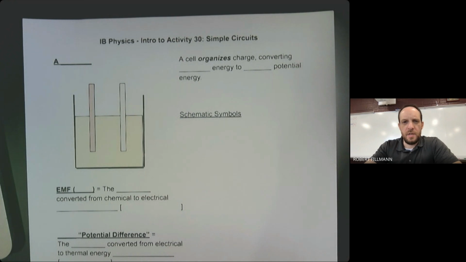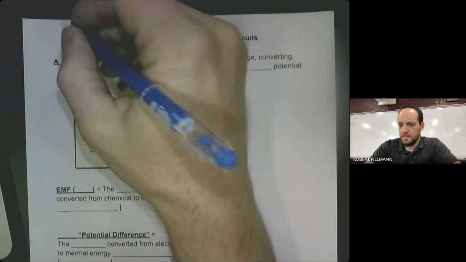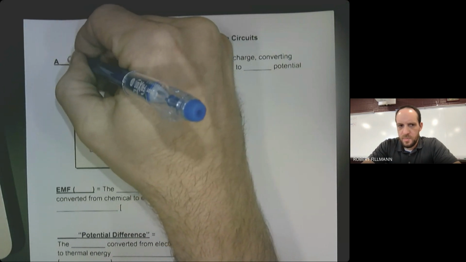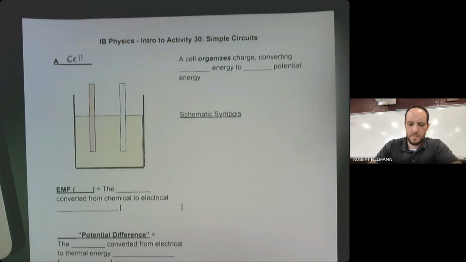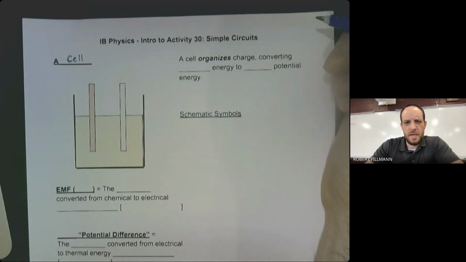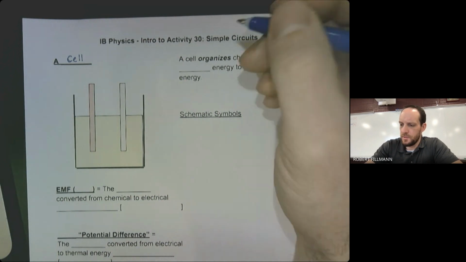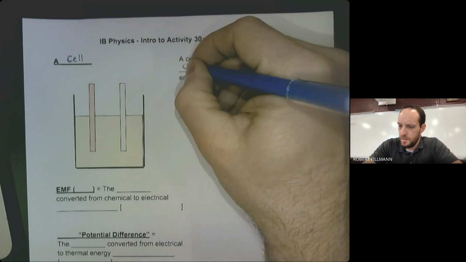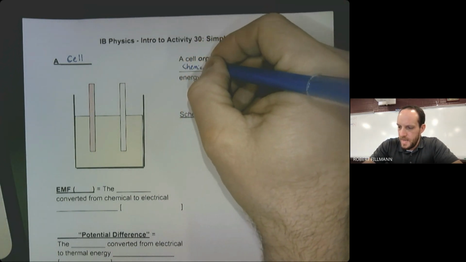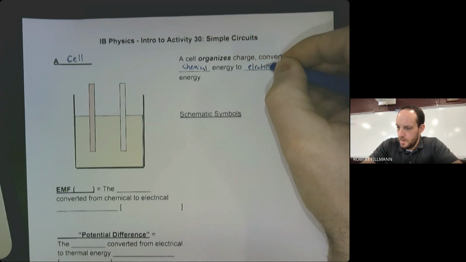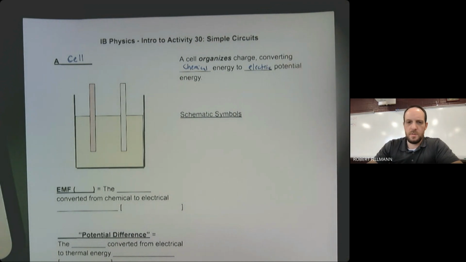So in order to have a circuit, you need something to push charge around in the circuit. And in many circuits, this is accomplished by something called a cell. A cell is simply something that organizes charge. The cell organizes charge, and it's an energy conversion. It's converting chemical energy from a chemical reaction to electric potential energy, which then can be used to do work. So how does this happen?